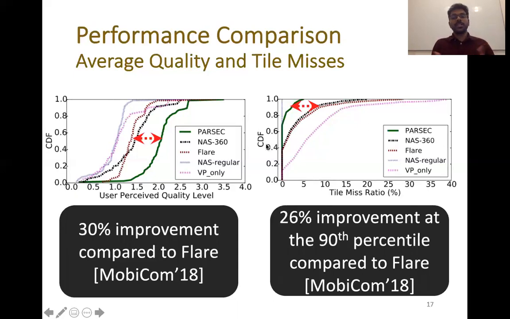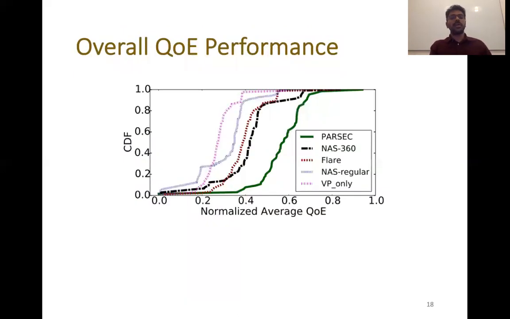So the key benefits are coming here from the super resolution as well as our neural aware ABR algorithm that makes use of both compute and network resources as opposed to the state-of-the-art solutions, which use only network-centric solutions. Here, it also performs better than NAS because NAS was originally designed for the regular videos as opposed to 360-degree videos. We also have the overall QoE performance.